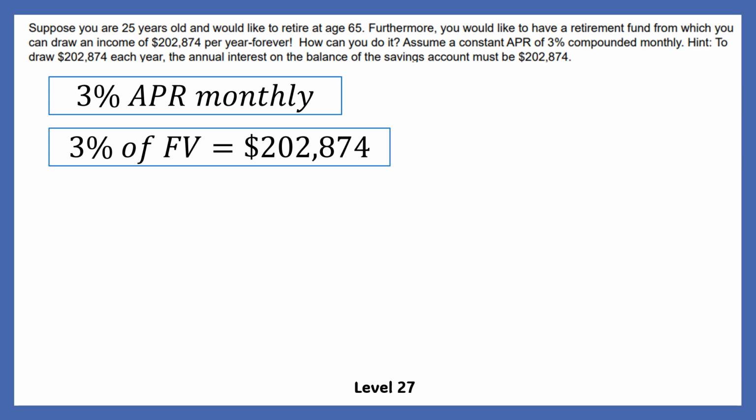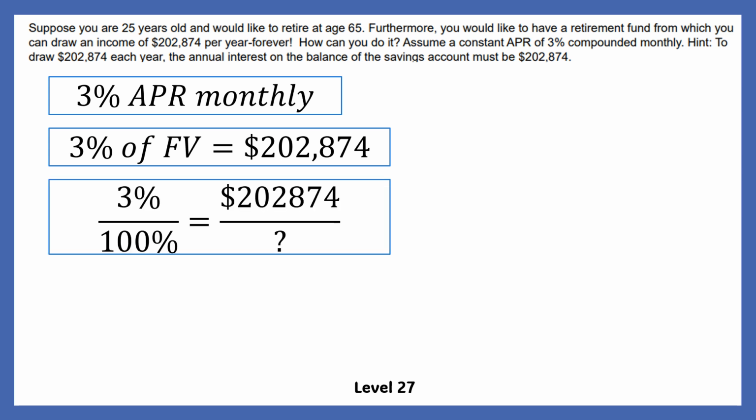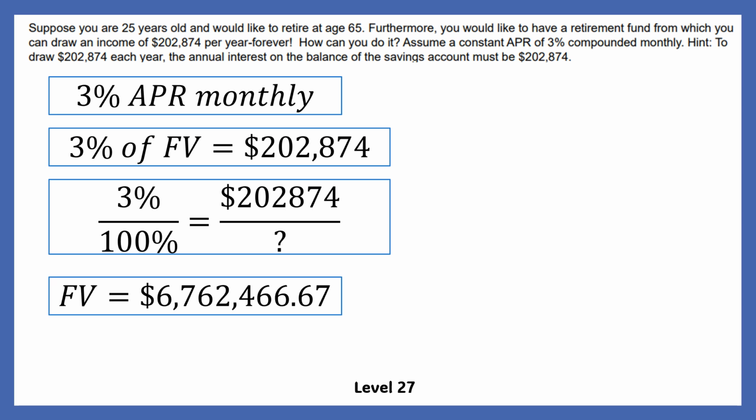So how much money do we have to have if we're only getting 3% return and we want to live on 202,000? To do that, we're going to first find out what is 100%. If 3% is 202,874, what's 100%? What would our balance be? And our balance ends up being about 6.7 million. Now, that seems like a lot, but we're living pretty large. And we're using a pretty conservative 3% APR.